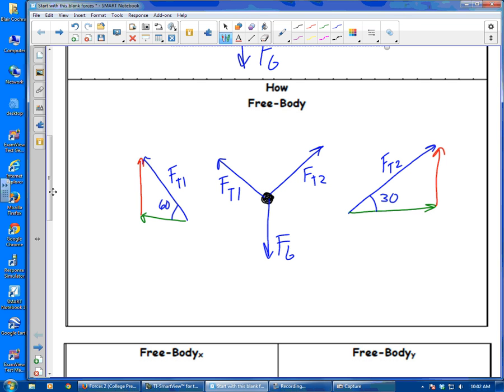So, horizontally, like we were doing the other day, I have FT1 cosine 60 degrees, and FT2 cosine 30 degrees. Should look very familiar from our last class. And then for the vertical parts, they're opposite, so they're going to be sine. So I have FT2 sine 30 degrees. Whoops, I forgot my degree symbol here. And I have FT1 sine 60 degrees.